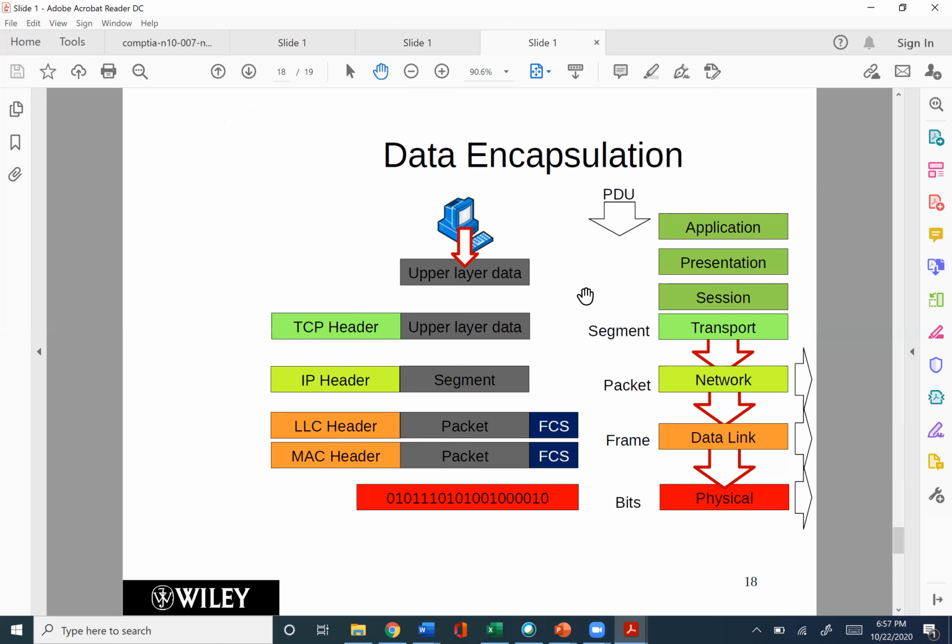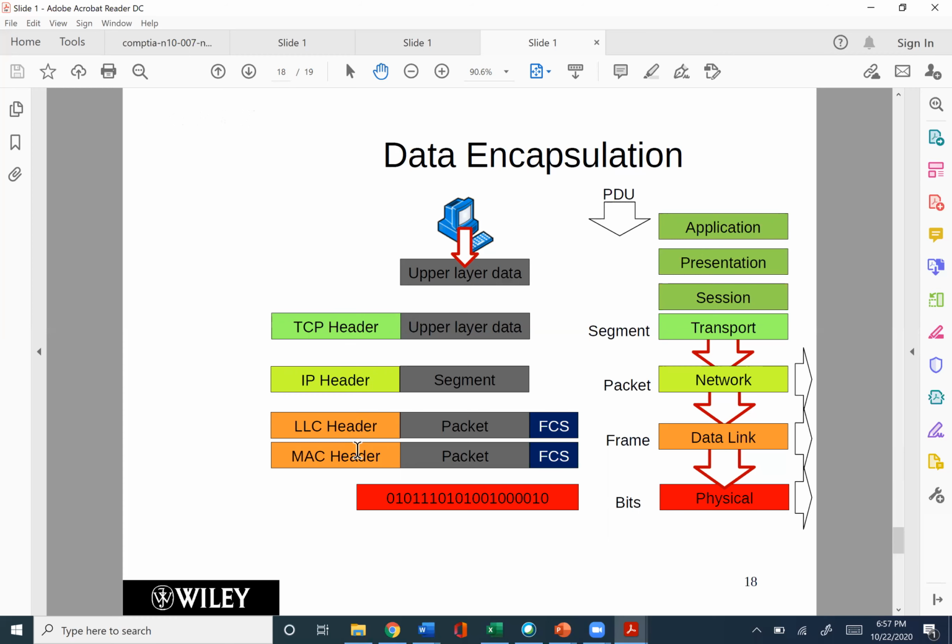Basically, at every layer in the OSI model, the data is called differently. We call it bits at the physical layer. We call it frames at the data link layer. We call it packets at the network layer. And we call it segments at the transport layer. The term encapsulation is basically adding something to the data. So I take this data and I add some type of headers to it.